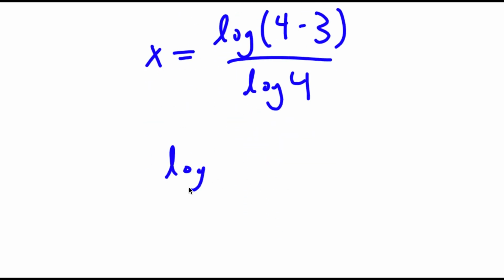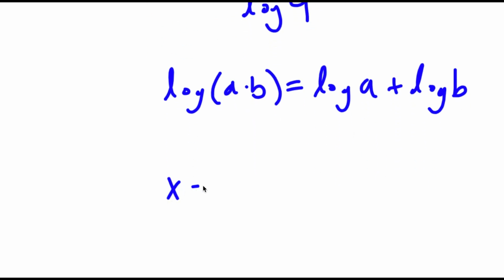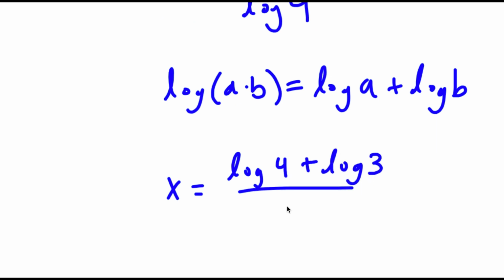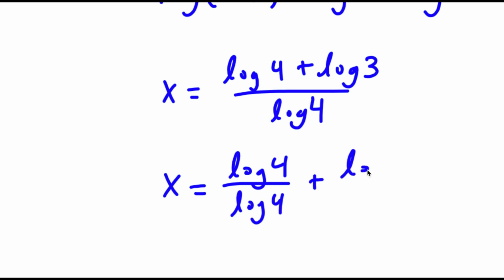And if I have something in the form log of a times b, this is equal to log a plus log b. So log of 4 times 3, that's going to equal log 4 plus log 3 over log 4. And this is equal to log 4 over log 4 plus log 3 over log 4.